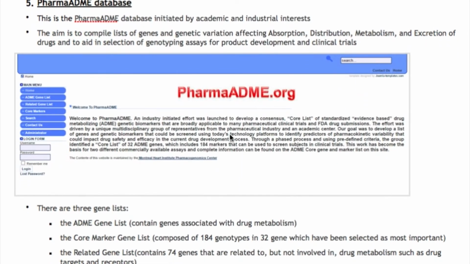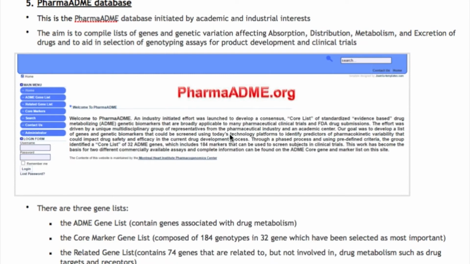Number 5. Pharma-ADME database. This is the Pharma-ADME database initiated by academic and industrial interests. The aim is to compile lists of genes and genetic variation affecting absorption, distribution, metabolism, and excretion of drugs, and to aid in selection of genotyping assays for product development and clinical trials.